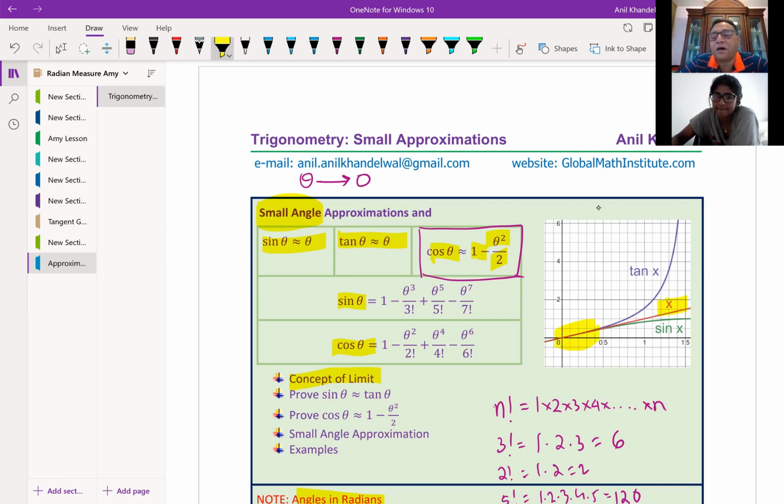If you look at this part, then tan theta and sine theta are both fairly equal to x. This is very enlarged, as you can see. This portion is overlapping. But as we move along, you will notice that sine theta is closer to x than tan theta. Does that mean that the approximation for sine x is much more accurate? Yes. So the percentage error for sine x will be lower than for tan x.